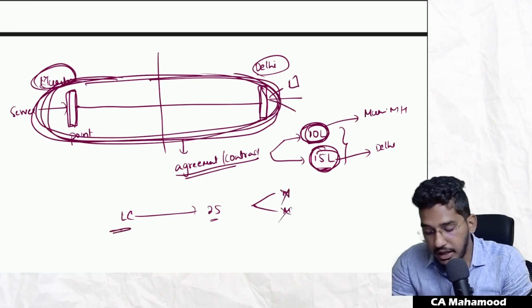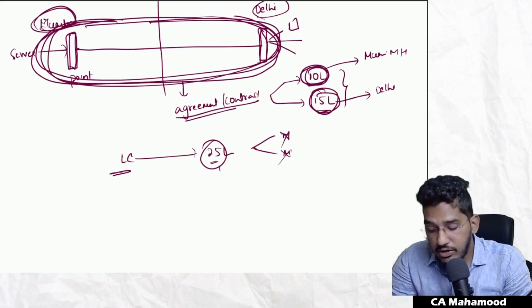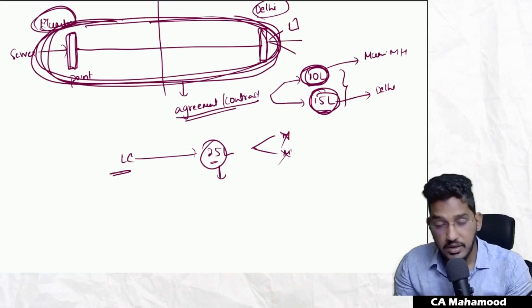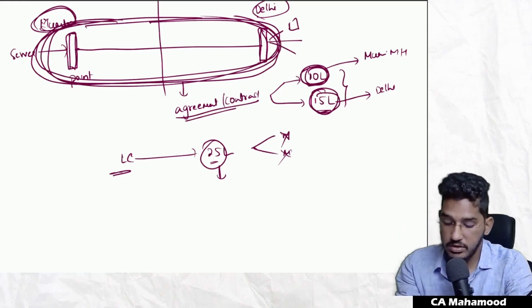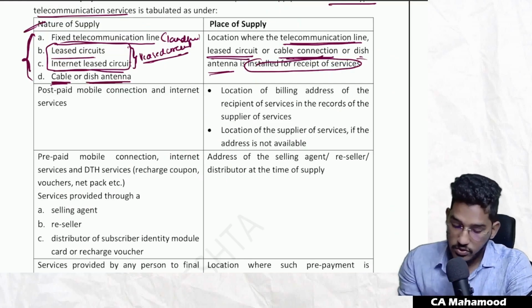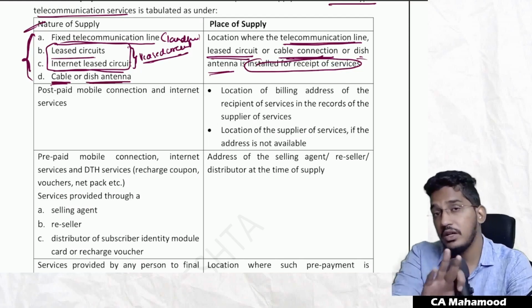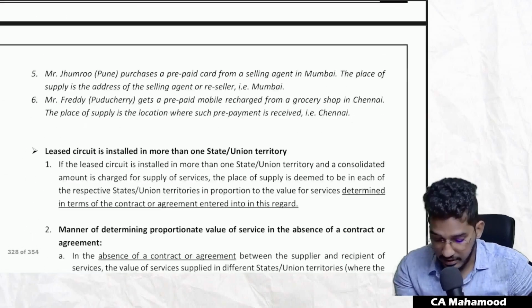Then how to determine, how to bifurcate this 25 lakh rupees of value? Out of this 25 lakh rupees of value, what is the place of supply? How to bifurcate? Agreement is not there. Then what to do? So this matter has been addressed by the rules. Let us see what the rules say. First they have told, in these cases, the place where it is installed. Sir, but what if it is installed in more than one state? Let us see what the act says here.